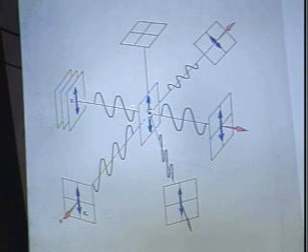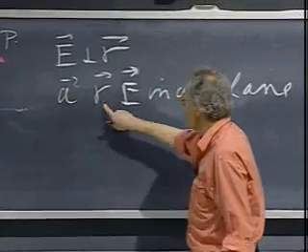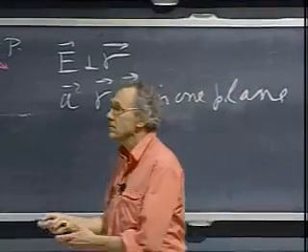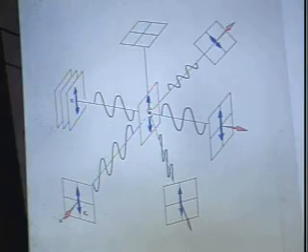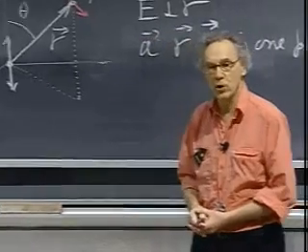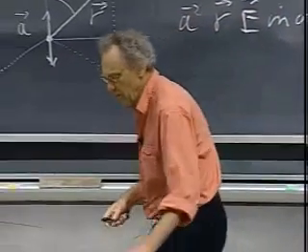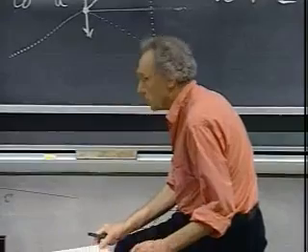And notice that the E vector that you receive when you are here is perpendicular to r. This is r, and it is perpendicular. And notice what I said, that A, the acceleration, R, and E are in one plane. So you can always determine the direction of the oscillating electric field.